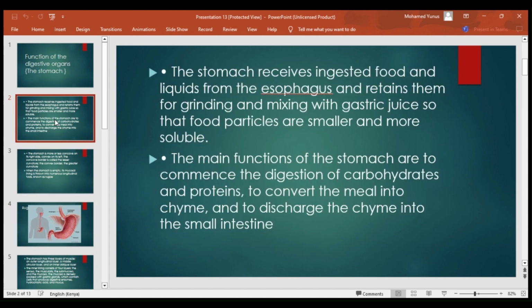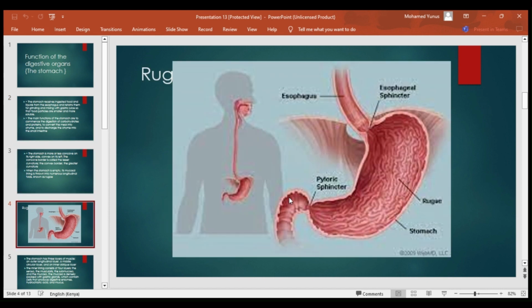We also find that the main function of the stomach is to commence the digestion of carbohydrates and proteins. Also, it converts the meal into chyme and discharges the chyme into the small intestine. The chyme is discharged when the pyloric sphincter relaxes and opens. That's when the chyme is allowed to pass to the small intestine.